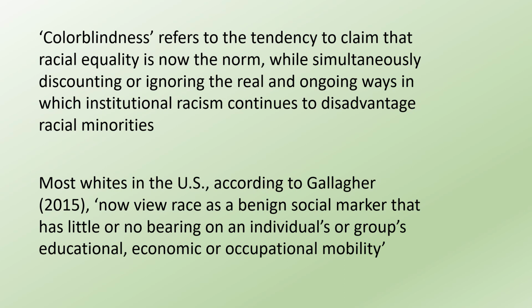So colorblindness refers to the tendency to claim that racial equality is now the norm, while simultaneously discounting or ignoring the real and ongoing ways in which institutional racism continues to disadvantage racial minorities. So it often lends itself, because of the way it works, to a refusal to see race, or a determination not to see race. There's a positive aspect to that, in that we want to say racial characteristics are irrelevant for evaluating certain people and how they're suitable for different careers and so on.